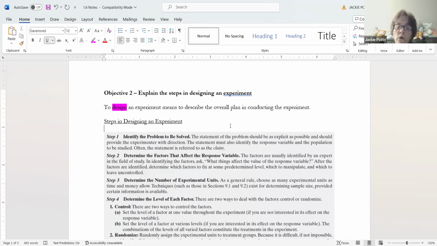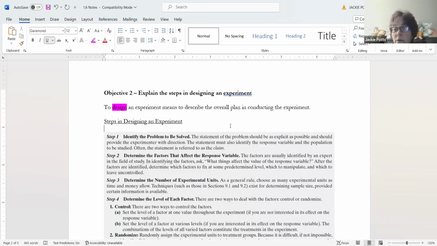So what is it that we are going to tweak? What is it that we need to hold steady? Remember, in a designed experiment, we control as many of the variables as possible. All this starts in the beginning. So this is the next step. Determine the factors that affect the response. So that's the other variables. Do we manipulate those too, or do we hold them steady?